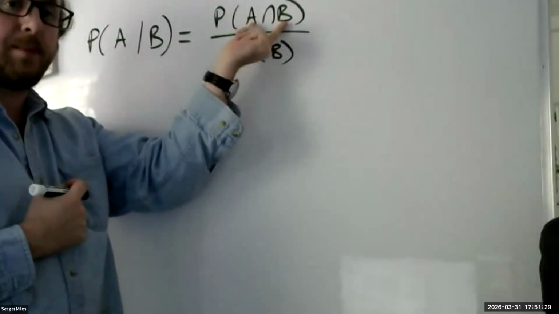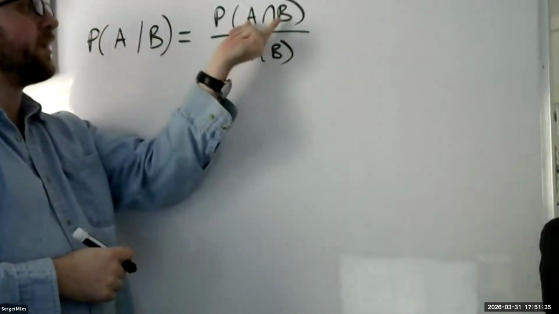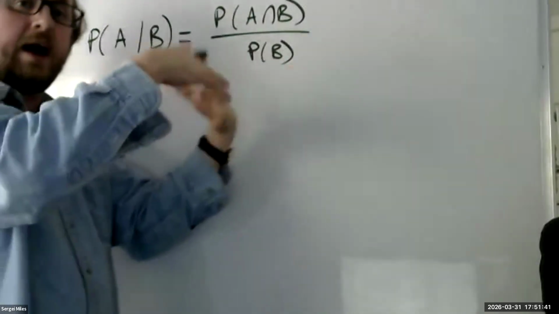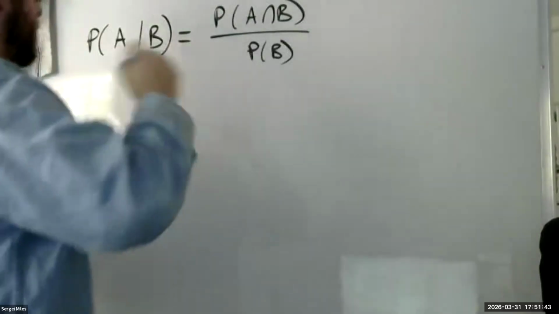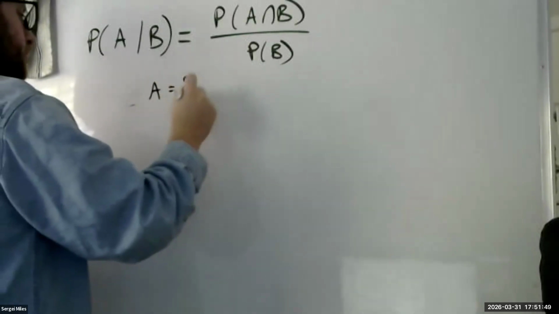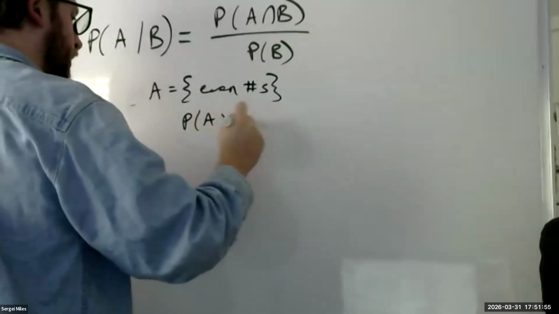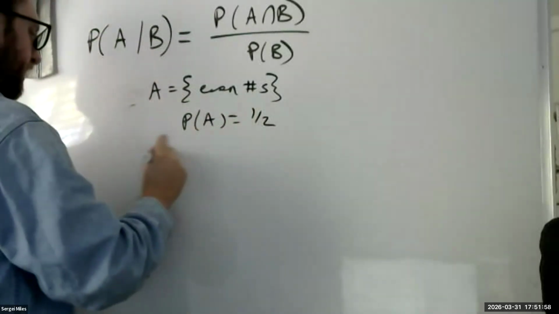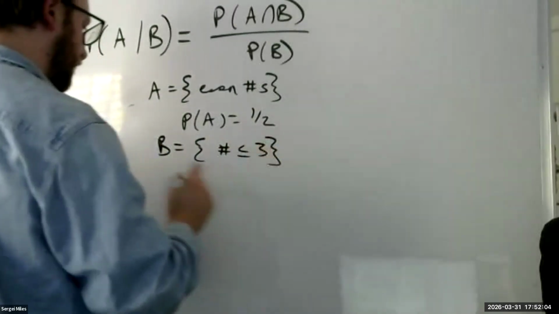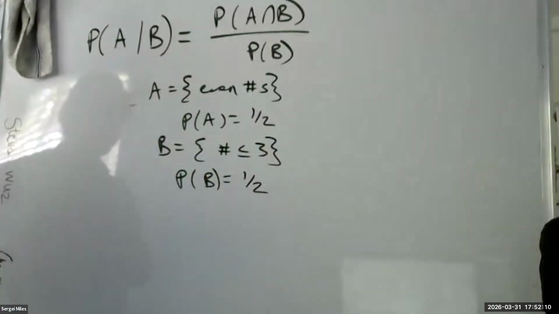And so if I need both to happen, maybe not at the same time, but by the end of the experiment, then I'm looking for the intersection of those two events out of the world that B has already happened. Look back at the example we just did. A was for even numbers. The probability of A was 1/2. B was the probability that we have a number less than or equal to 3. The probability of B is also 1/2, right?